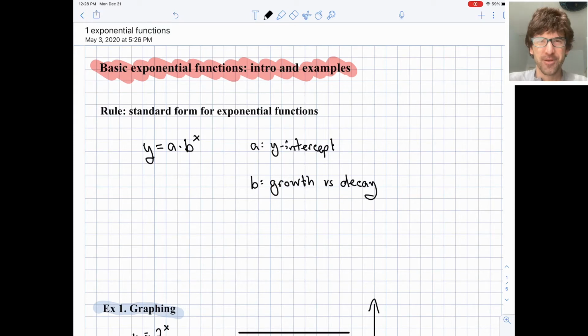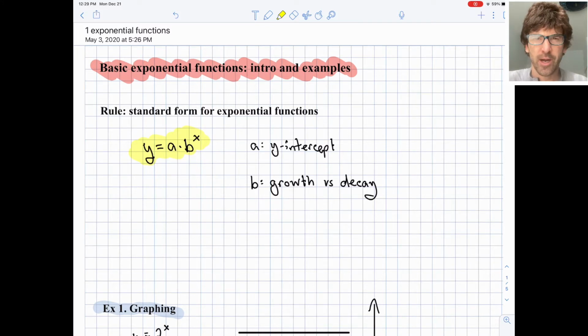All right, this is a video on basic exponential functions for Algebra 2, and we'll start with an introduction and then do a few solved examples. So a basic form of an exponential function is y equals a times b to the x. There are certainly more complex ways we could express exponential functions, and we'll look at that down the road in terms of transforming them, shifting them, reflecting them, stretching them, compressing them. But for now, we'll just look at y equals a times b to the x.